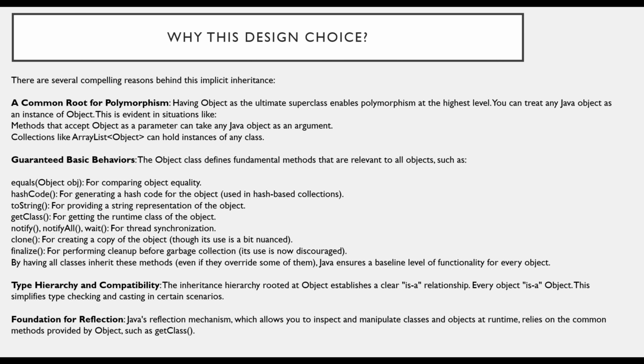Now, behavior-wise, the fundamental things of the Object class: if you go to the Object class, you will find methods like equals, hashCode, toString, getClass. When you create your own custom class, all these methods will be implicitly available to that custom class. The finalize method is there, the clone method is there. By having these inherited methods in every class, Java maintains a baseline of functionality that is available to all objects.